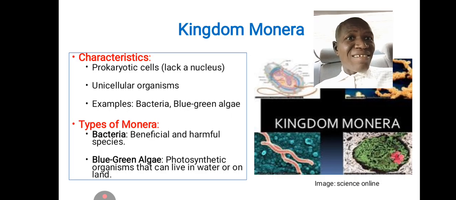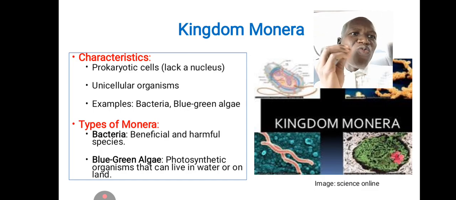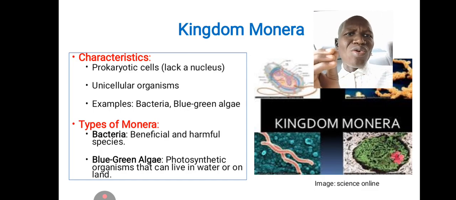Prokaryotic cells lack a true nucleus. Their DNA is not enclosed in a nucleus, but eukaryotic cells have a well-defined nucleus. So the kingdom Monera are organisms that lack a well-defined nucleus, and these are bacteria. Anytime we are talking about the lowest kingdom in the classification, they don't have a well-defined nucleus at all.